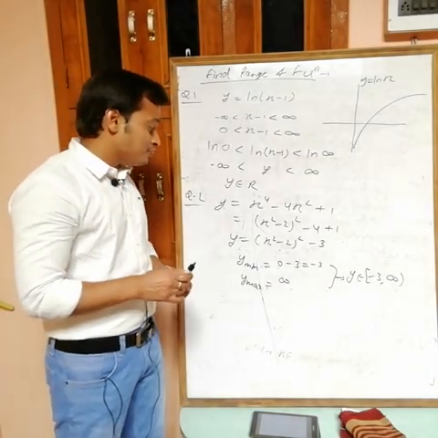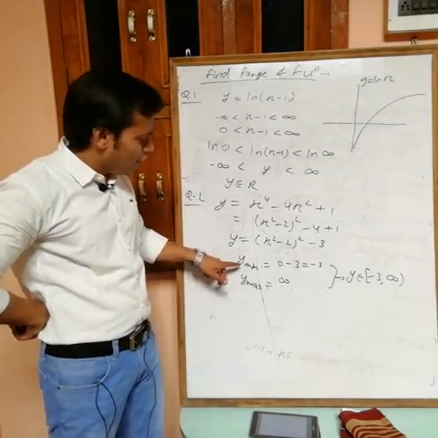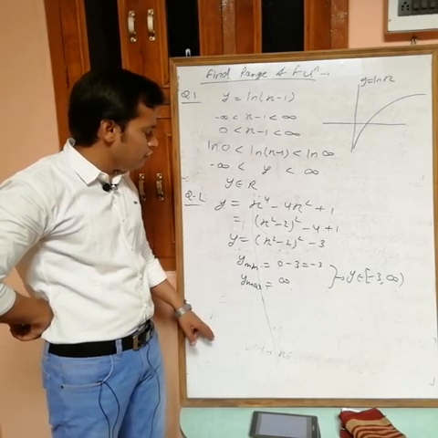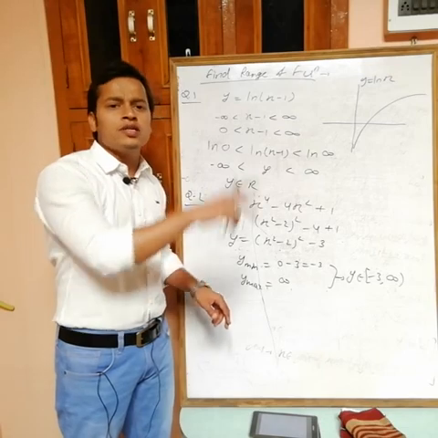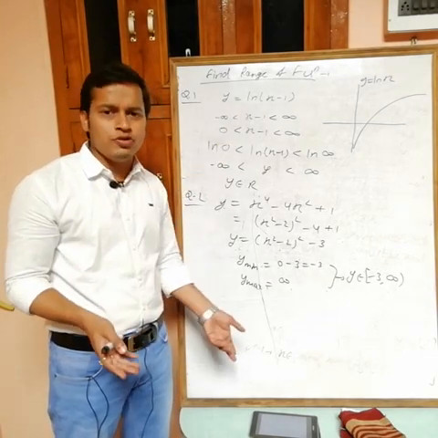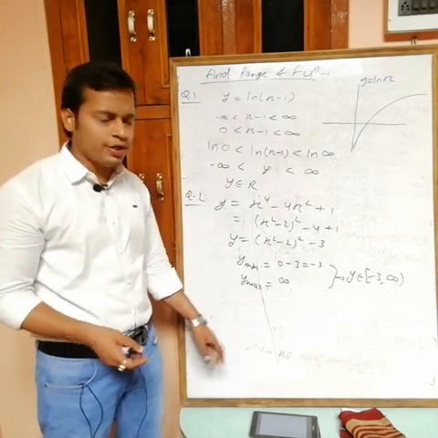But one minute, why am I directly taking the minimum and maximum value of y? Because I know that this is a polynomial function, and polynomial functions are always continuous. If continuous, then you can use the minimum and maximum value form.